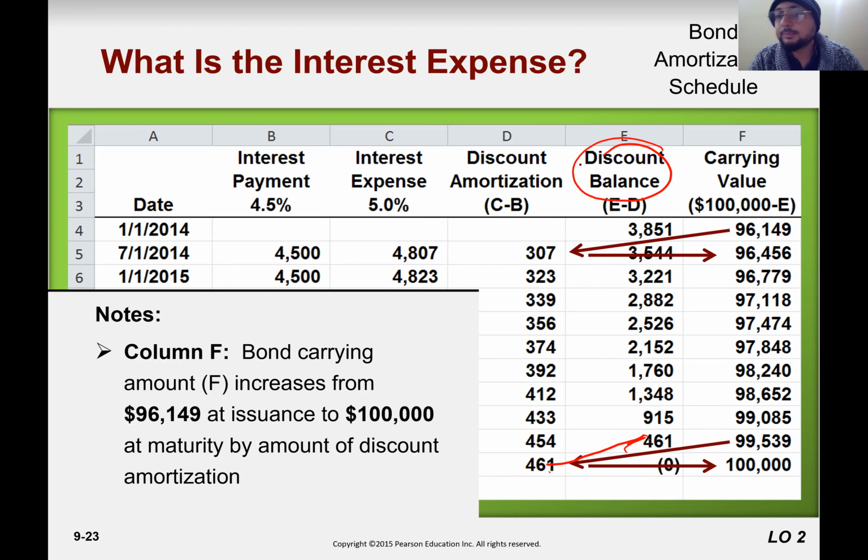That's it. So you understand the trick here, everyone? The amortized table and how we calculate the last plug-in figure?